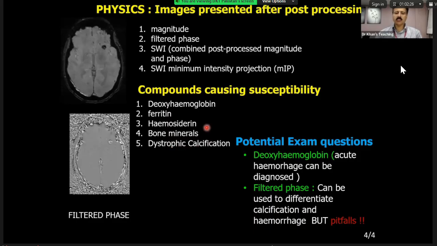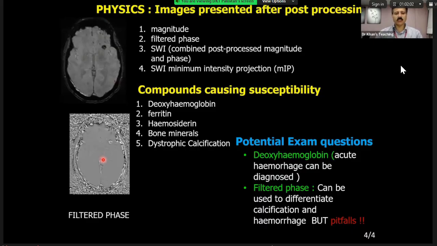So the question is, can we differentiate between calcification and hemorrhage on SWI sequence? And the answer is yes. A poor man method, by the way, is that in your day-to-day practice, you simply see the CT scan. If there is calcification, you call it calcification. But you have to do this filtered phase image.